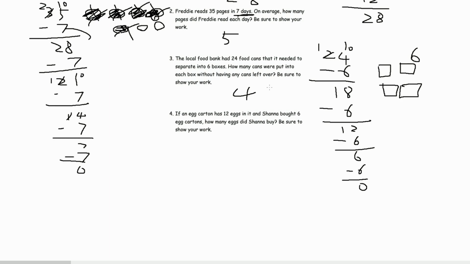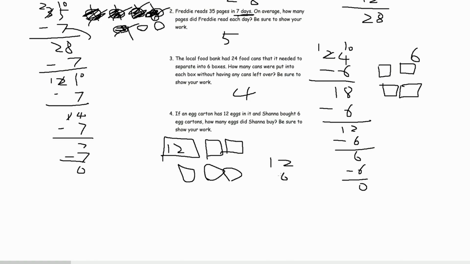If an egg carton had 12 eggs and Shanna bought 6 egg cartons, how many eggs did Shanna buy? Be sure to show your work. So we have 12 eggs here, and then we also have 1 more, 2 more, 3, 4, 5. So we have 6. So that would be 12 times 6 because we have 6 egg cartons. 2 times 6 is 12. 6 times 1 is 6. Carry the 1. That would be 72.